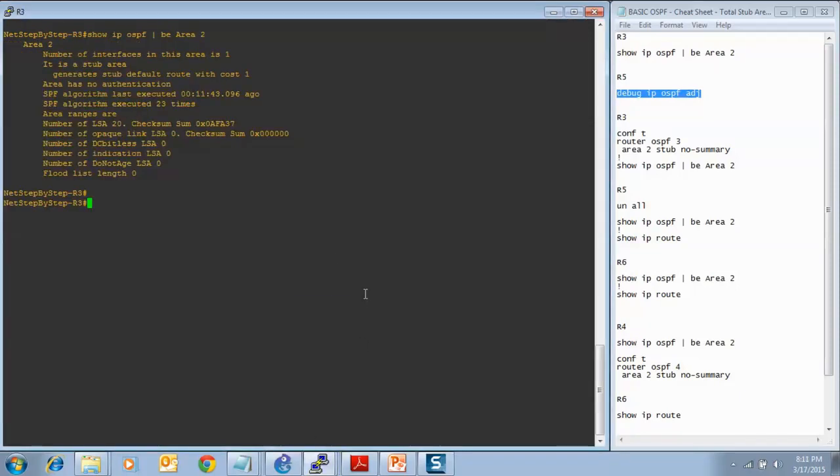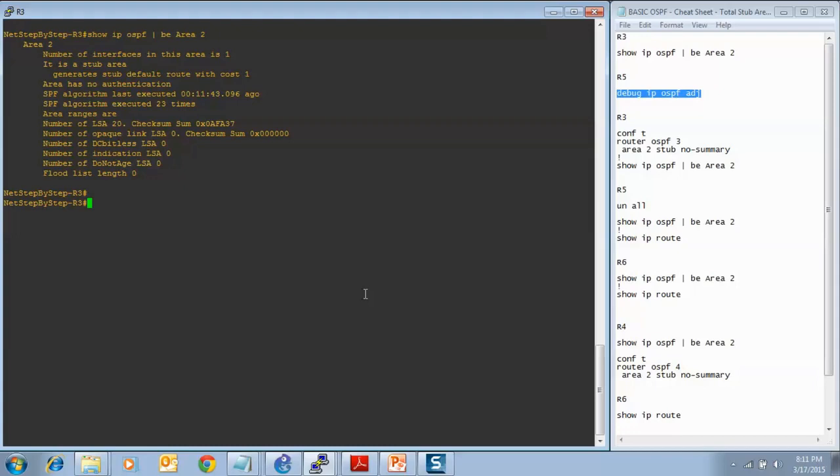An extension to stub areas is what is called totally stubby areas. Cisco indicates this by adding a no summary keyword to the stub area configuration. A totally stubby area is one that blocks external routes and summary routes, or inter-area routes, from going to that area. This way, intra-area routes and the default of 0.0.0.0 are the only routes injected into that area.